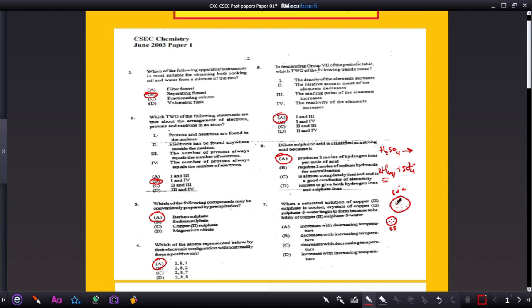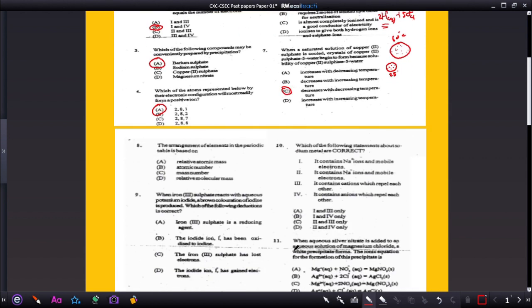Okay, so decreasing the temperature, we would see the excess copper sulfate crystals precipitating out. So the answer would be C, decreases with decreasing temperature. So the solubility would decrease with decreasing temperature.